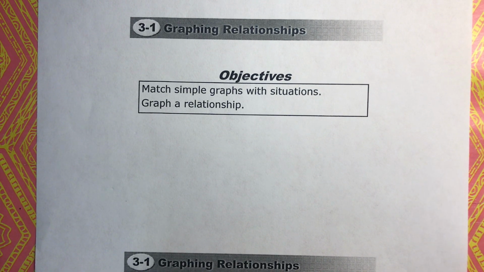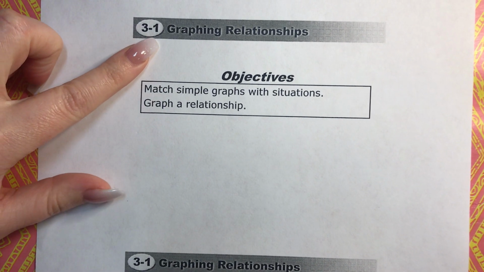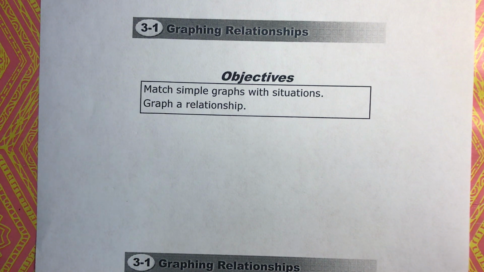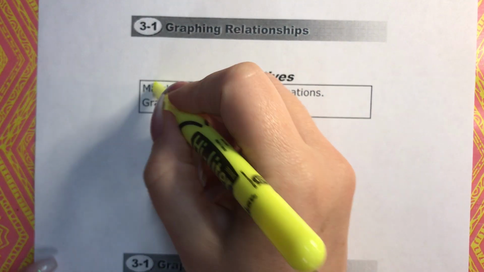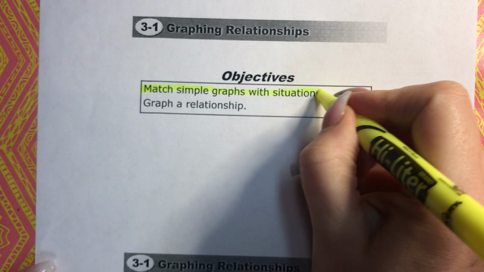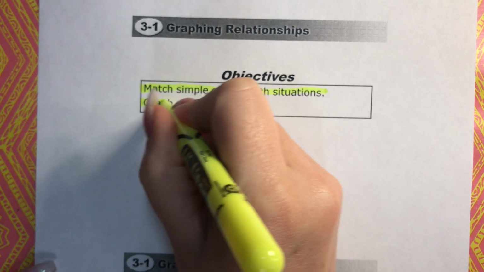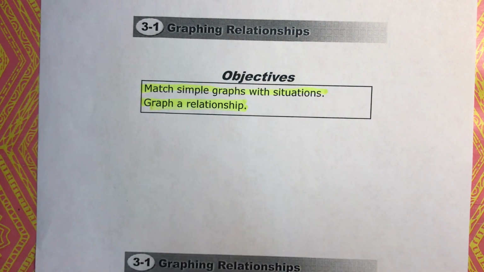Welcome back. Today we're discussing Chapter 3, Lesson 1, Graphing Relationships. So the objective for today is to match simple graphs with situations and then graph a relationship.